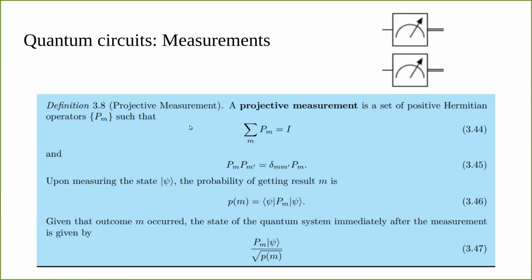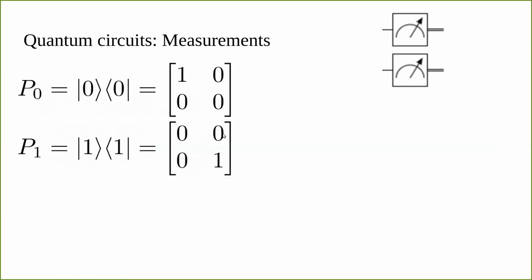Let's see an example of this with a particular set of projective measurements. And we'll use what we normally use, which is computational basis measurements in a circuit. So here the projectors are given as follows. P0 is |0⟩⟨0|. This is a column vector times a row vector, so this is the outer product. That evaluates to a 2x2 matrix, which has these elements here. And similarly, the second projector is the outer product |1⟩⟨1|, and you get this matrix here.